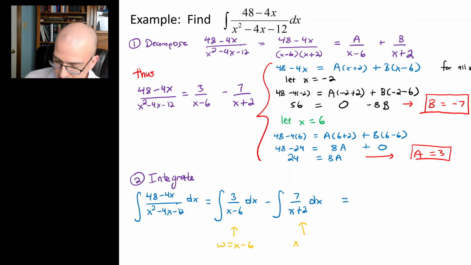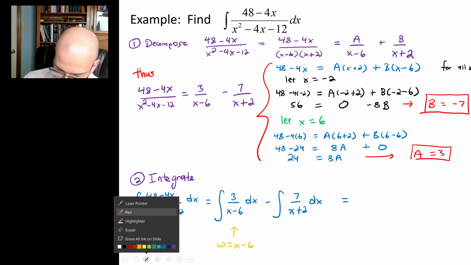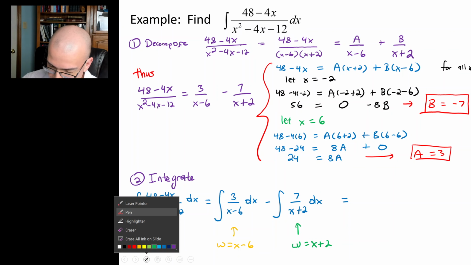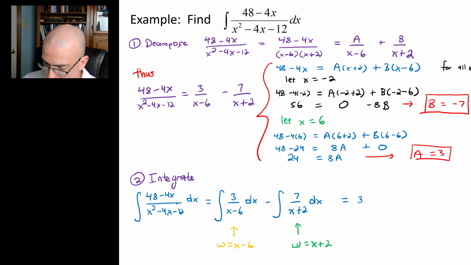We'll let w, or I guess u if you want. Well, we're already using u for something else, but I'll just use a different color. W is equal to x plus 2. Different color w, a green w instead of a yellow w. And when we do this substitution, what we'll get is 3 ln absolute value of x minus 6 minus 7 ln absolute value of x plus 2 plus c. That'll be our answer.